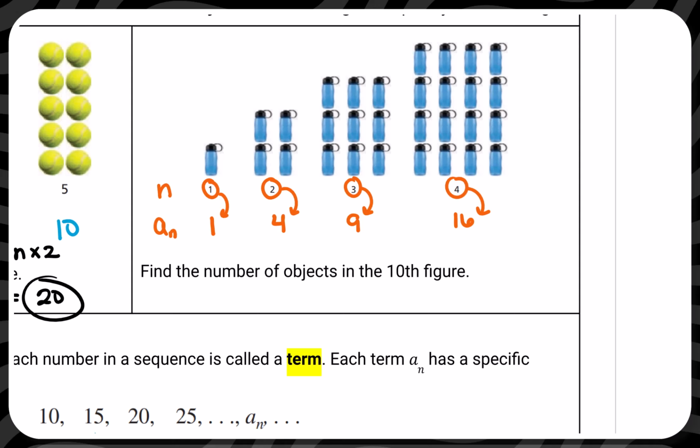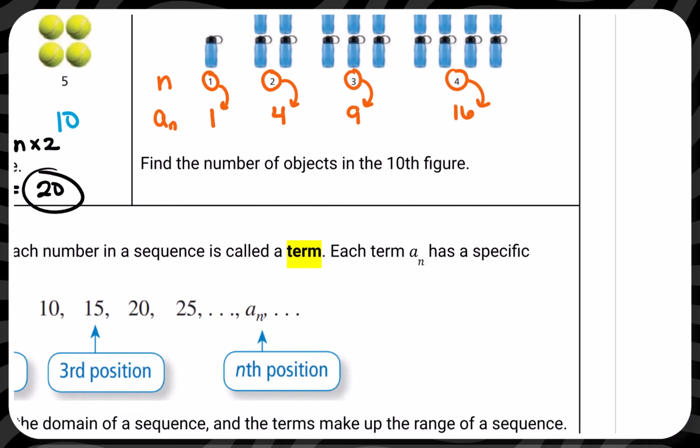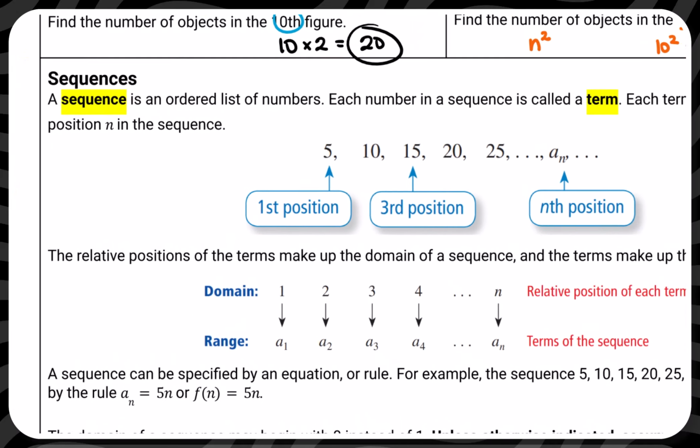If you're familiar with perfect squares, you can immediately recognize that pattern. So what you're going to do is square whatever number it is, and that will tell you how many water bottles are in there. So the 10th number is going to wind up having 10 squared water bottles, which is 100, and that's a lot. Okay, so let's talk about some really important vocabulary.